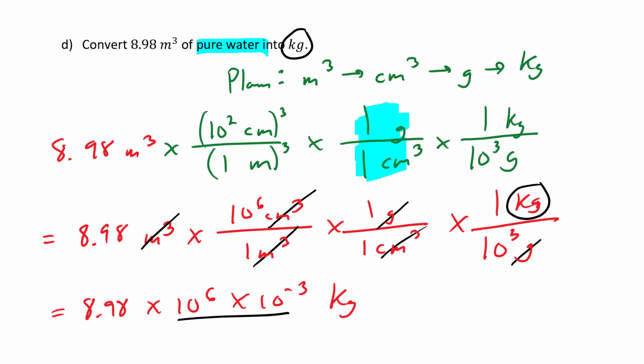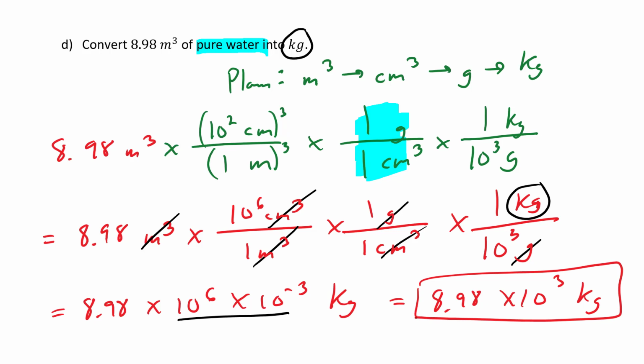Combine those together. 6 minus 3 is 3. 8.98 times 10 to the 3 kilograms. Final answer. So you can see by understanding a few things, such as 1 cubic centimeter is 1 mL for pure water, and those are both equal to 1 gram. By knowing those things, you can do some calculations quite quickly.